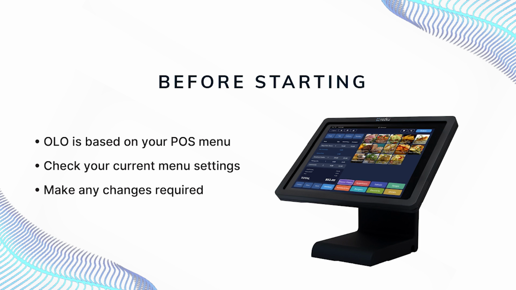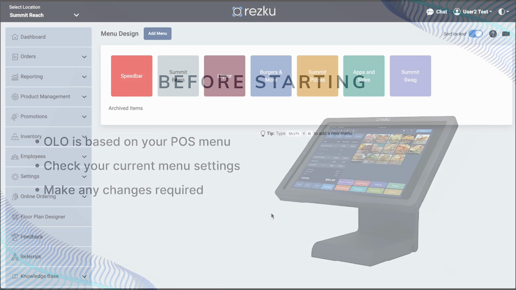You already use Rezku POS to ring in products, so to make setup easy, properties from your existing POS menu carry over into online ordering. This includes products, modifiers, prices, and other settings. Before you start your online ordering setup, double-check your menu settings now and make any necessary changes.